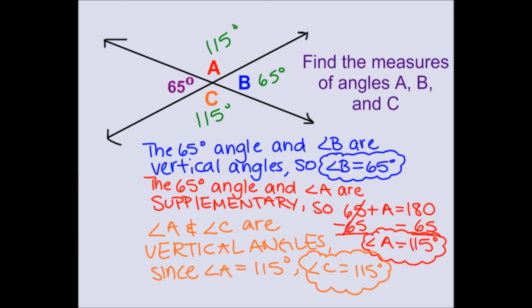Set up a simple equation. 65 plus angle A equals 180. You can then subtract 65 from both sides and find that the measure of angle A is 115 degrees. Angle A and angle C are vertical angles. They're across from one another. Since angle A is 115 degrees, angle C must also be 115 degrees.